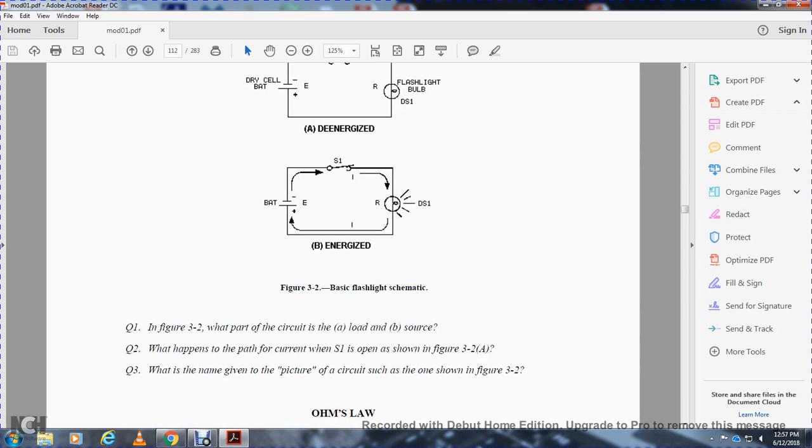In figure 3.2, what part of the circuit is A, the load, and B, the source? What happens in the circuit with S1 open, shown in figure 3.2A? What name is given to the picture of the circuit shown in figure 3.2?